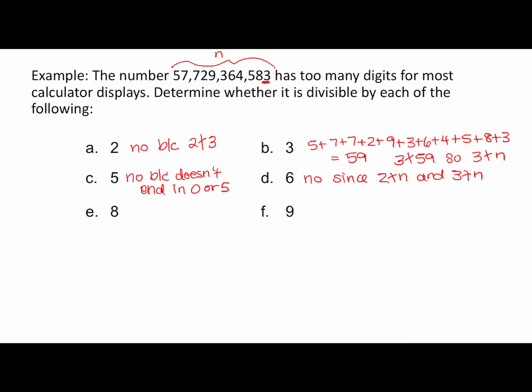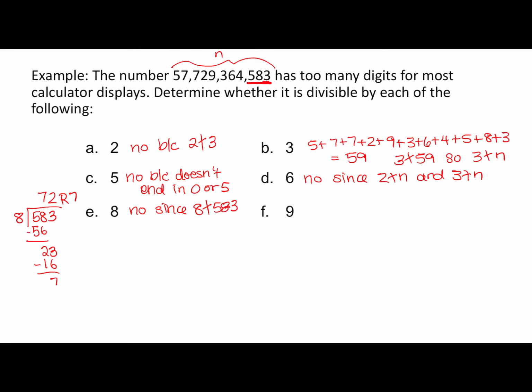Is it divisible by 8? So to test for divisibility by 8, we're going to look at the last 3 digits and check if that's divisible by 8. You might, again, need to do some scratch work off to the side. 583 divided by 8. 8 goes into 58 7 times. I'm going to subtract 56. I'm left with 23. 8 goes into 23 twice. And I'm left with a remainder of 7. So 8 does not divide 583. So 8 does not divide n. So no, since 8 does not divide the last 3 digits.